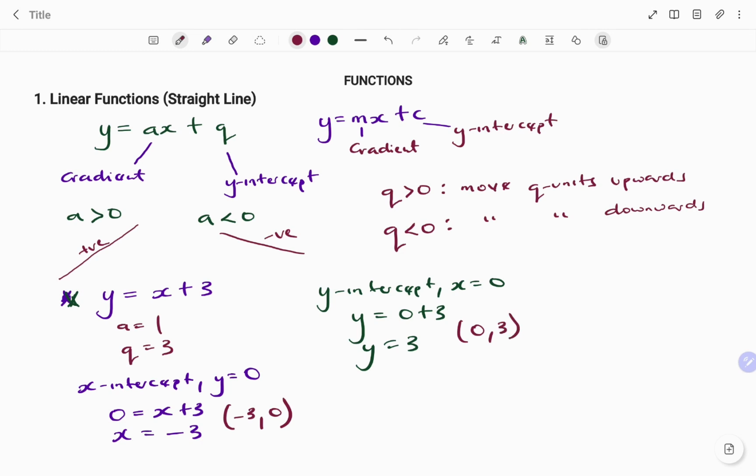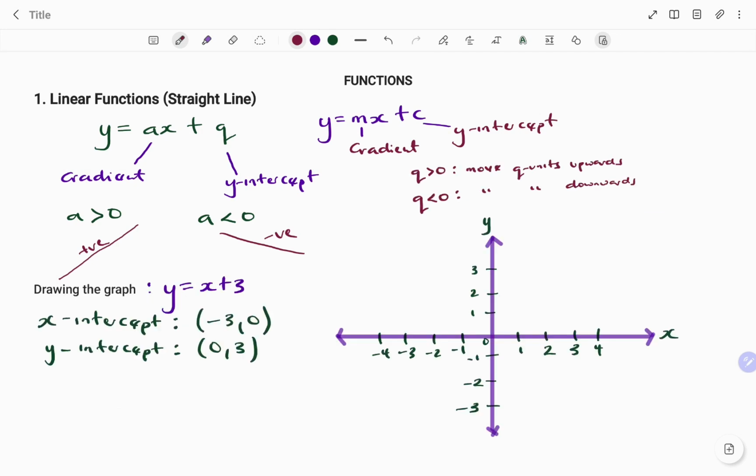So drawing the graph of y equals x plus 3, because I know that the value of a, or my gradient, is positive 1, it's going to be a positive gradient. And then looking for the two intercepts, I have negative 3 and 0. So if x is negative 3, y will be 0. So I have the point shown. And the second intercept I have is 0 and 3. So if x is 0, y is 3.